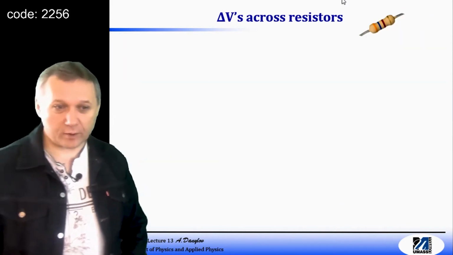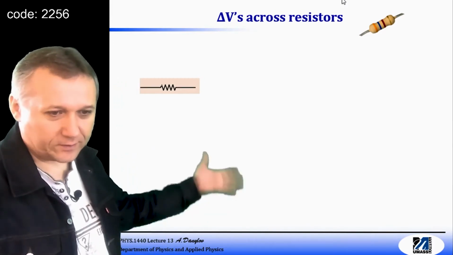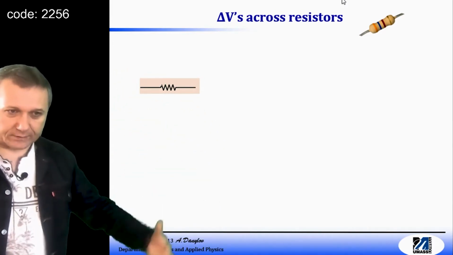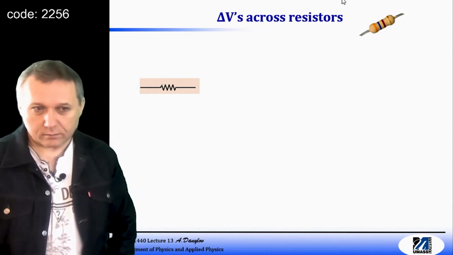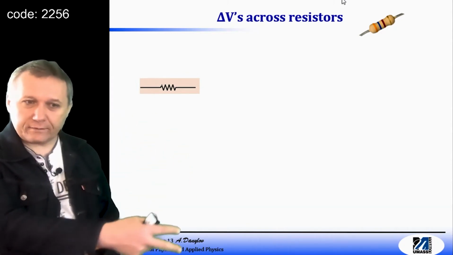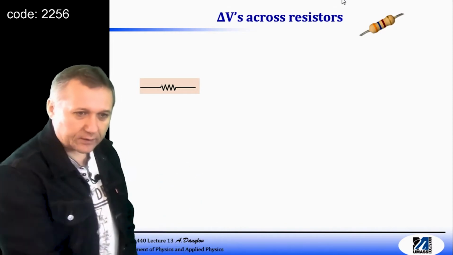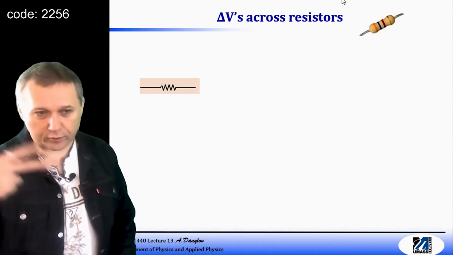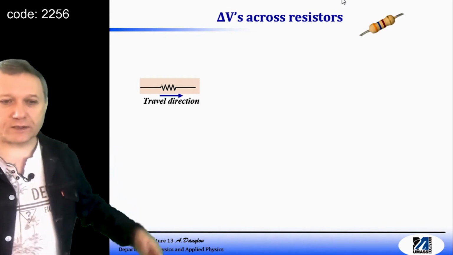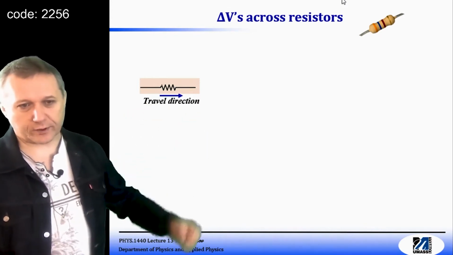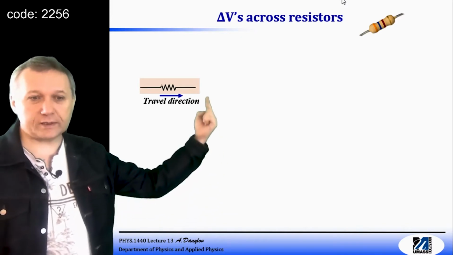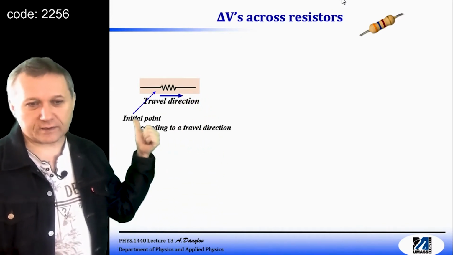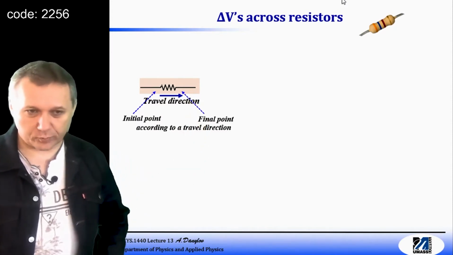Okay, so now resistors. Here is one. Of course, resistance is given. And again, it's a part of the loop. Of course, every time before we start analyzing a loop, we pick a travel direction, clockwise or counterclockwise, whatever you prefer. Let's assume that we pick this direction. Now we know why we need it, because we need to know which point is final. In this case, this is initial, and this is final point.